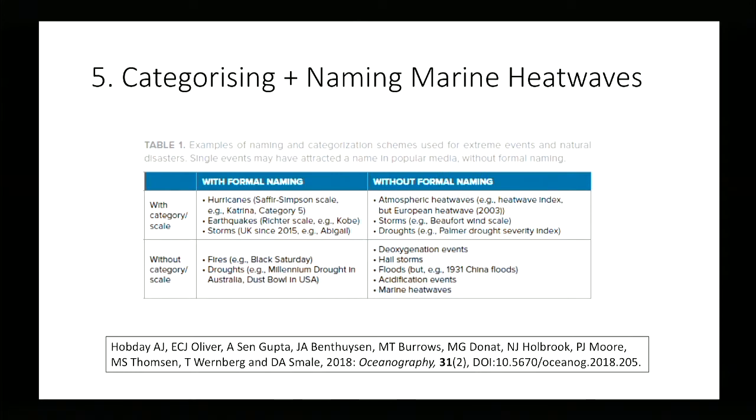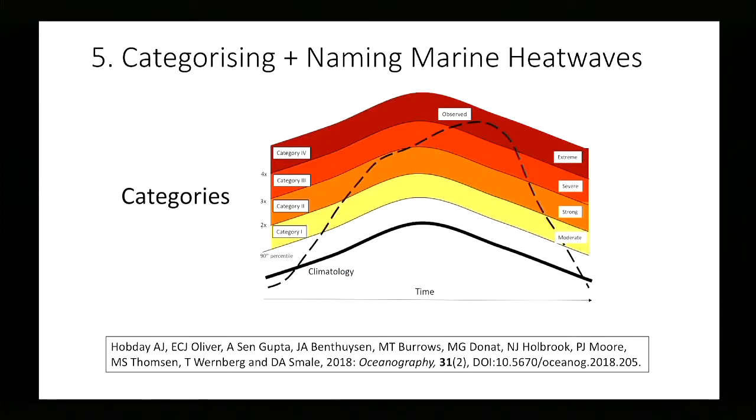the Beaufort wind scale, and droughts have the Palmer Drought Severity Index. They're just ways of calculating but not necessarily naming. And then without a category scale, fires have no category but just a name, like Black Saturday, which Michael talked about. Droughts have the Millennium Drought, the Dust Bowl in the USA. And then over here, things like hailstorms, although I do remember the Sydney hailstorm of 1999, that was a named hailstorm. So these are just ways of trying to understand where they are and what they are.